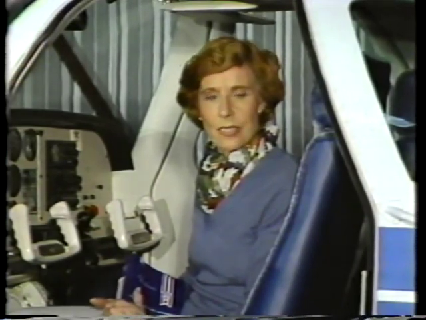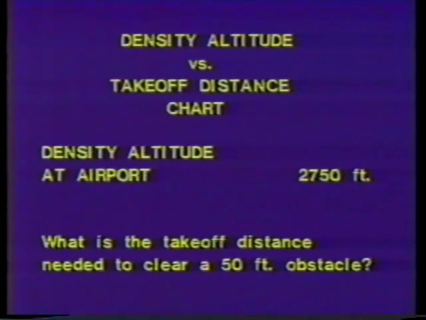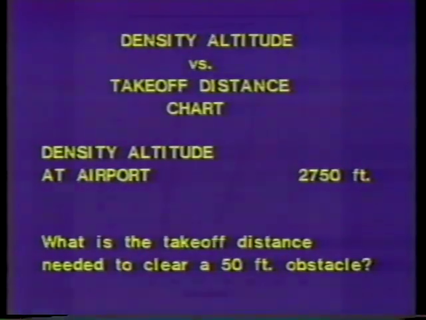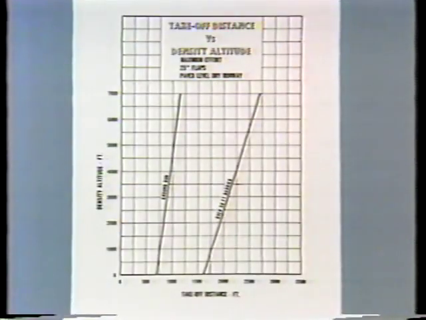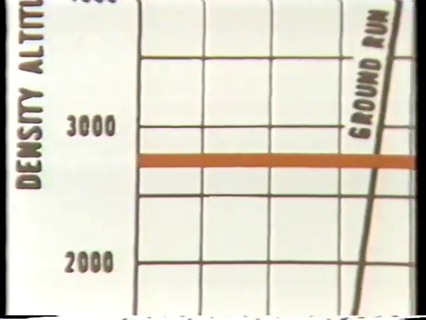Another example using the takeoff distance versus density altitude chart is as follows. If the density altitude is 2,750 feet, what is the takeoff distance needed to clear a 50-foot obstacle? Enter the density altitude scale at the 2,750-foot line. Proceed horizontally to the 50-foot obstacle reference line.